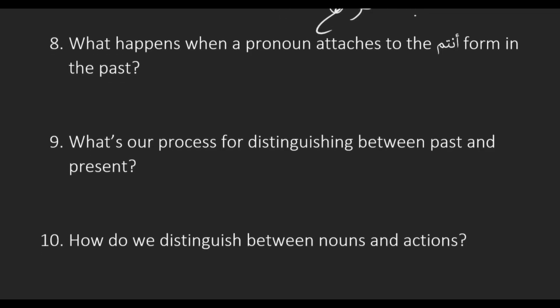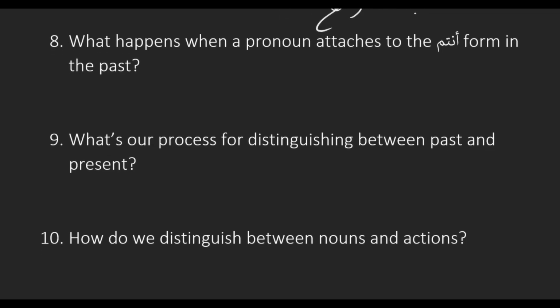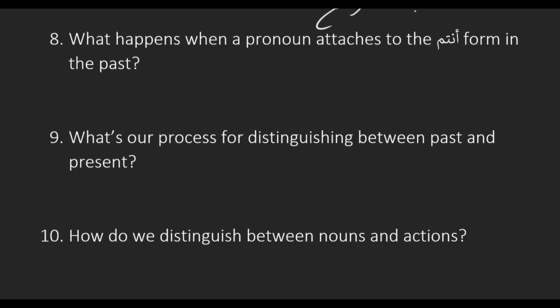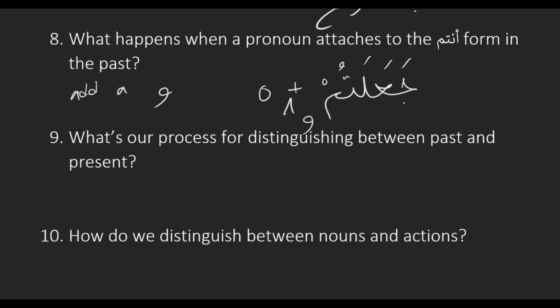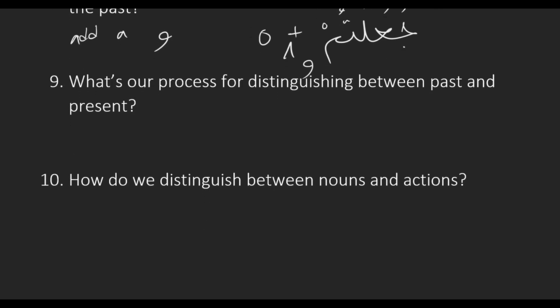A script thing. Good. What happens when a pronoun attaches to the entum form in the past? What was the entum form? Entum ja'altum. Right. So let's attach a pronoun to that. Ja'altumuhu. Yeah. You add a waw after the tum. Yeah, we just move the waw over, in between the action and the pronoun. Right, for smoothing. So not ja'altumhu, but ja'altumuhu.